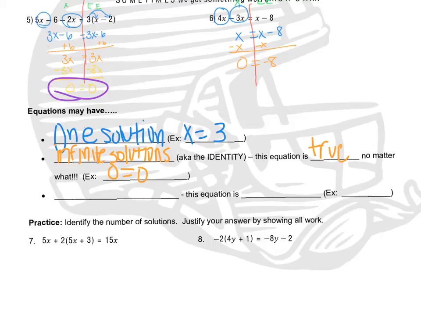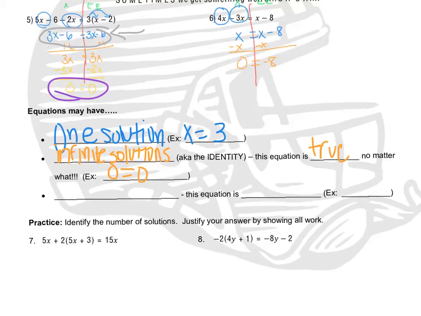And I want you to go back and look at this step right here, this step that I have written in blue. We'll notice that both sides of the equation say 3x minus 6. 3x minus 6 is always going to equal 3x minus 6 because they're the same thing. So no matter what value x is, it's always going to work out to be true.